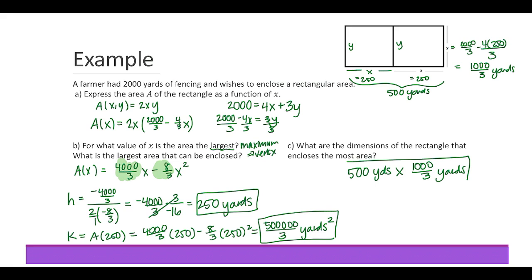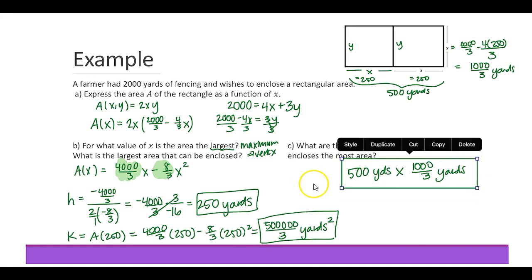So I'm choosing to leave my answers exact because I know if I divide 1,000 by 3, it's not going to give me a nice number. It's going to be something I have to round, so I'm just leaving my answers here exact.